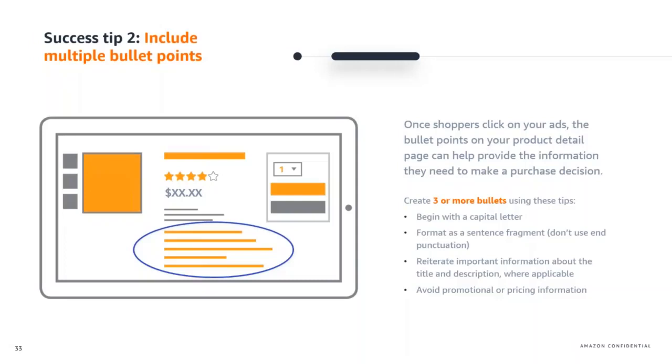And I did want to share some tips, which are begin with a capital letter. Make sure to format bullet points as a sentence fragment, so don't use end punctuation. Reiterate important information about the title and description where applicable, and avoid including promotional or pricing information. And also a general piece of advice is to be concise and try to keep your bullet points under 1,000 characters in total. So for all bullets, not per bullet. And this can really help improve the readability of your bullets.